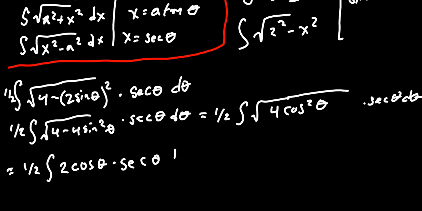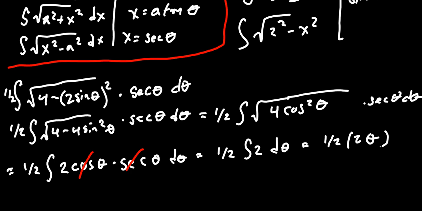And luckily, the secant and the cosine cancel out because they're reciprocals of each other. And then we're left with 1/2 the integral of 2 d theta. So we can now simply just integrate. So this is going to be 1/2 times 2 theta.